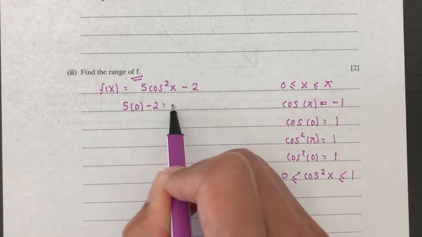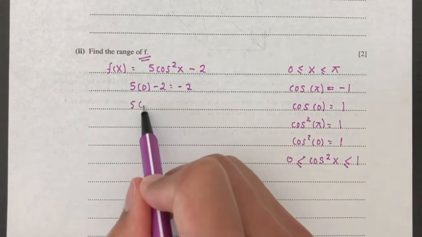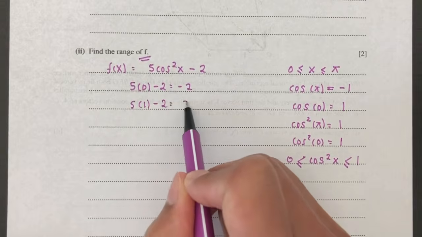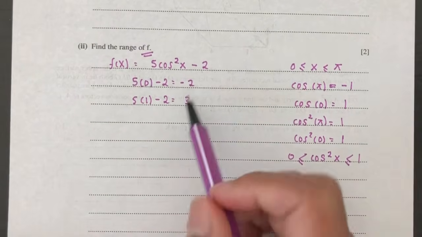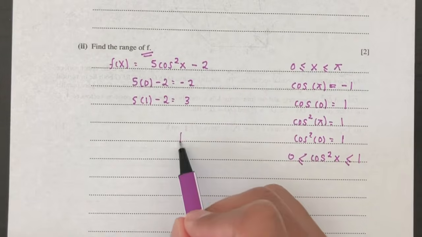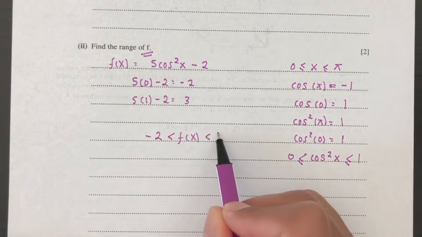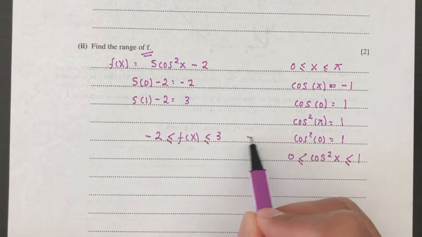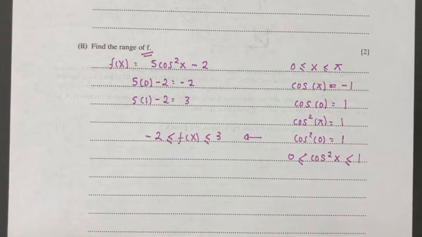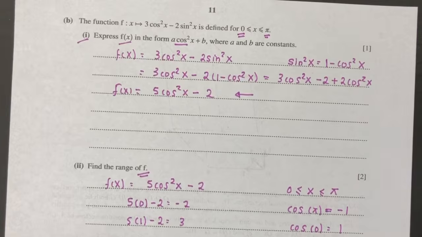That will be minus 2. Now what if cos square was 1? You will have 5 times 1 minus 2, that will be 3. So basically now we have the minimum value and the max value for this equation. So f of x is between minus 2 and 3. This will be the range for f. And that is question number 6.